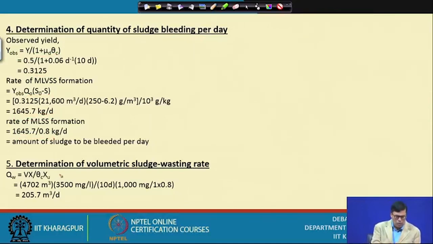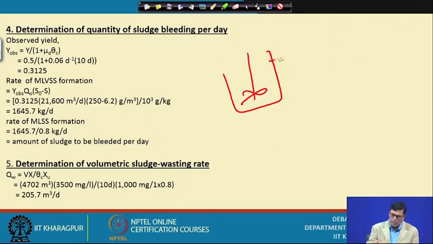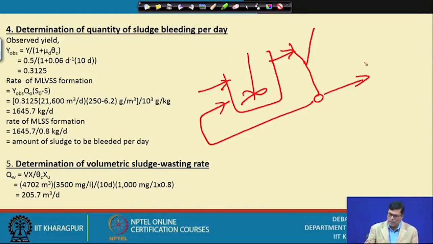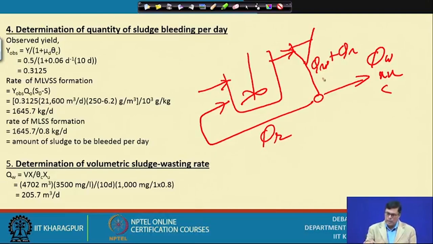Next is the volumetric sludge wasting flow rate. Now, how can you find it out? I told you that in this reactor, the flow is coming in, a part is going out, and a part you are recycling back. Here you have Q_W, X_U, and S. And here you have Q_W plus Q_R, and Q_R is the recycled flow rate. And here is the cell mass concentration.